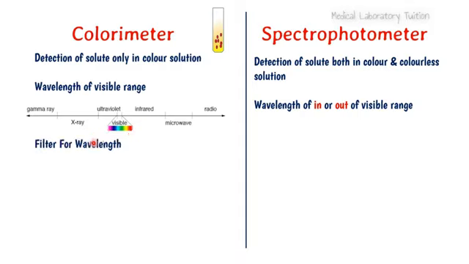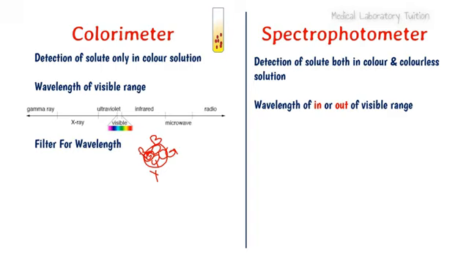Another thing is that in the colorimeter we use a filter to give a particular wavelength. What is the meaning of that? In a colorimeter we have a filter wheel, which is circular in shape, and suppose this one is red in color, this one is blue, this one is green, and this one is yellow.